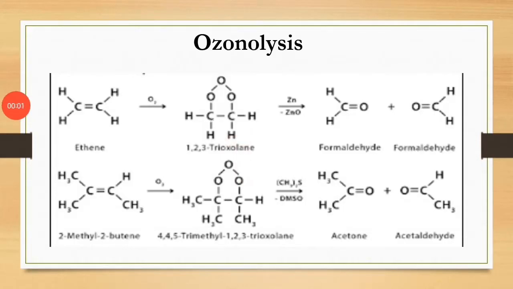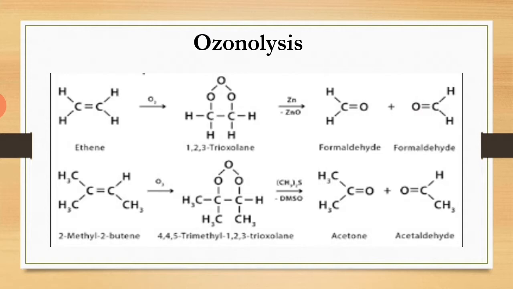Today's topic is ozonolysis, which is the continuation of chapter 2, that is the alkene reaction. So let us see ozonolysis. In ozonolysis, alkenes are oxidized with ozone to form ozonides, which are unstable compounds. When reduced with zinc and water, they give aldehydes and ketones. The reaction is called ozonolysis.